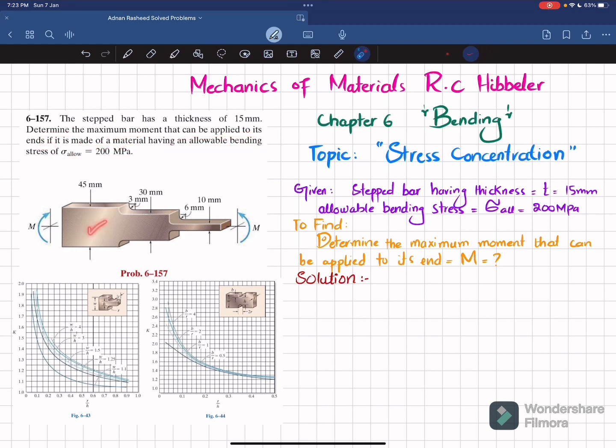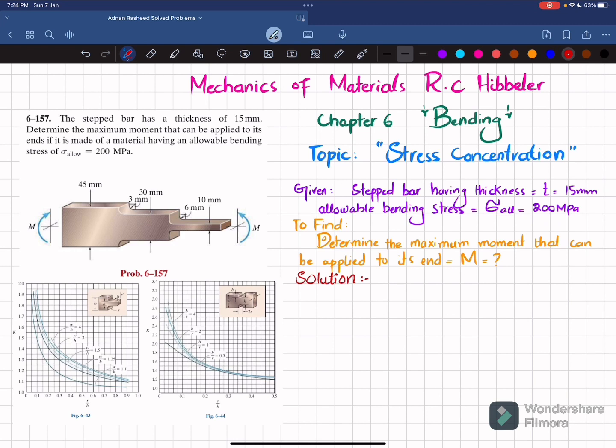So you can see this is the step rod. So here the thickness is 45, here the thickness is 30, and here the thickness is 10. And we have a fillet of 3 millimeter over here, a fillet of 6 millimeter over here. So this is a step rod, and the moment M is applied on its end. So you have to find the maximum moment that can be applied. So let's start with the solution.